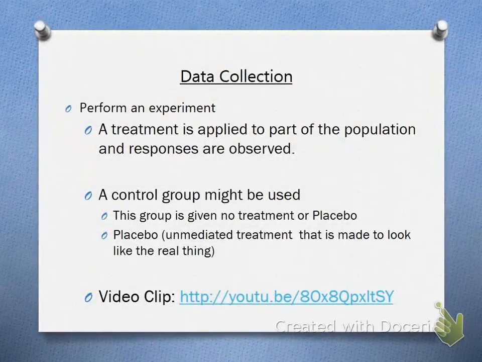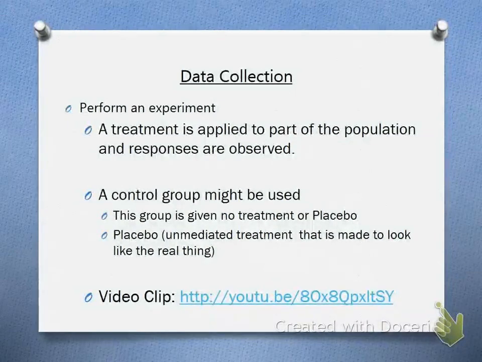the idea of a control group. So in a good experiment, you're going to have a control group. You need a group within your experiment that's not getting the medicine or not getting the treatment, but they think they are, right? That's called a placebo. You need a group to compare your treatment to. So a placebo is no treatment, right?